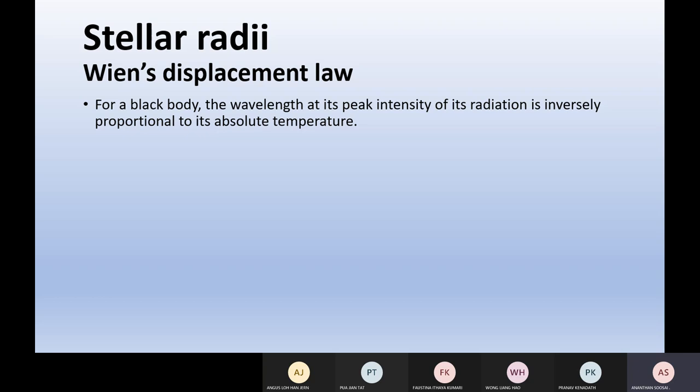When the temperature is low, the peak intensity of radiation is inversely proportional to its absolute temperature. Lambda is inversely proportional to temperature. The greater the temperature, the peak wavelength is found to be shorter. The surface has a greater temperature, which means the peak wavelength produced is shorter.